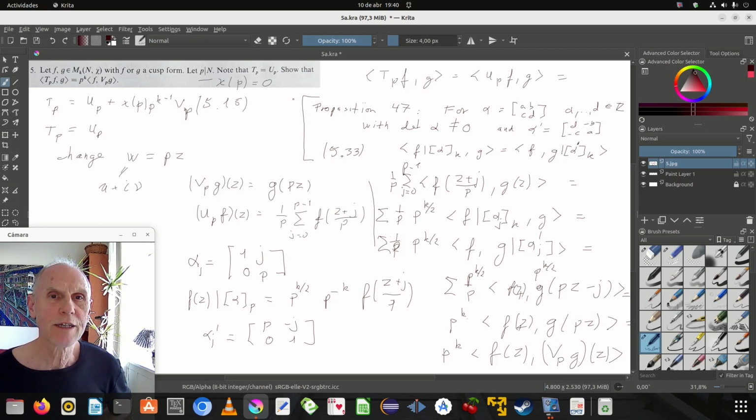So the basic idea was to immediately think about this proposition, and then being quite clear about what U_p and V_p do. Then it's an easy solve.